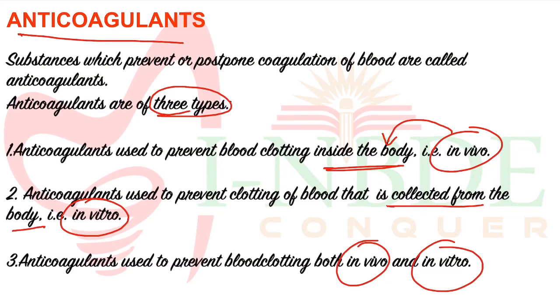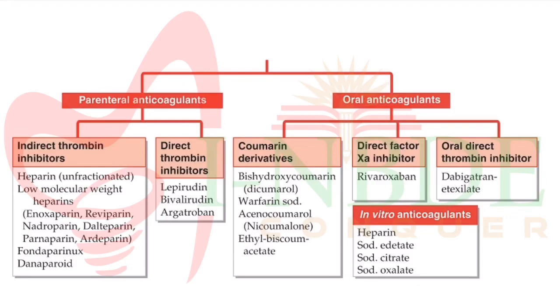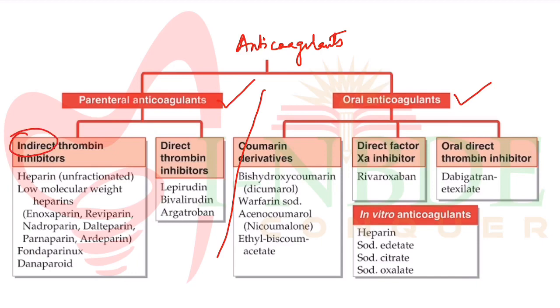So just make a note. These are the three categories, and this particular table is very important from your pharmacology point of view. Your anticoagulants are categorized into those that are given parenterally and a few that are given orally. So there are two categories that you have to make a note of: indirect thrombin inhibitors and direct thrombin inhibitors.